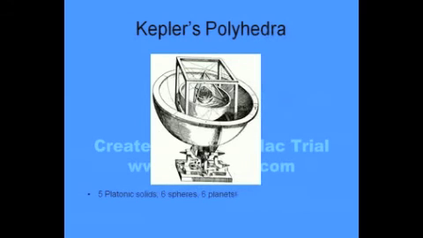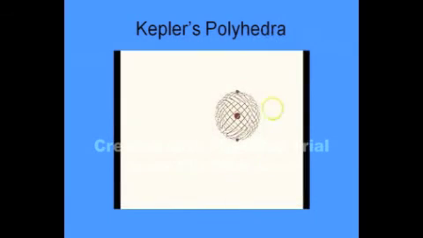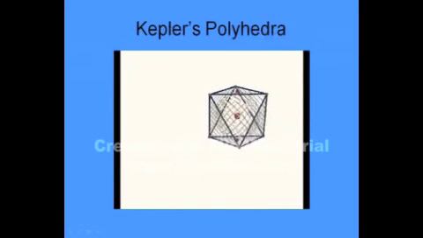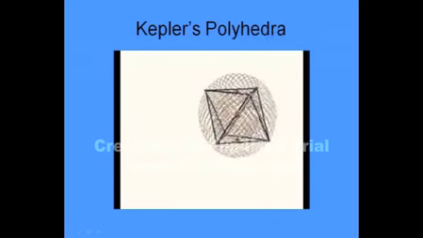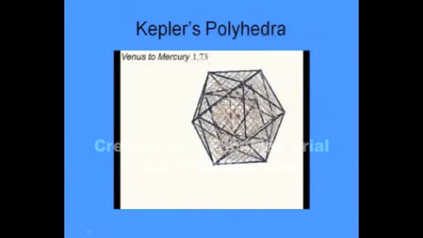Kepler thought there were six planets at the time, and there's only 5 platonic solids, so by putting inscribed and circumscribed spheres around them, he found that it was very close to the size of the planetary orbits. So here's the way this works. You start with a sphere to represent Mercury's orbit and put an octahedron perfectly around that. And around that octahedron, you put a sphere, and it turns out that the ratio between those spheres is very close to the ratio of Venus's orbit size to Mercury's orbit size.